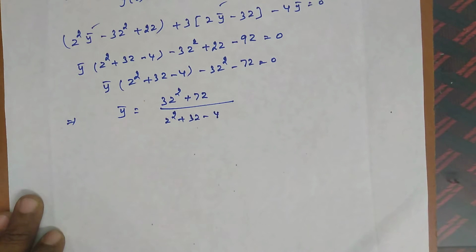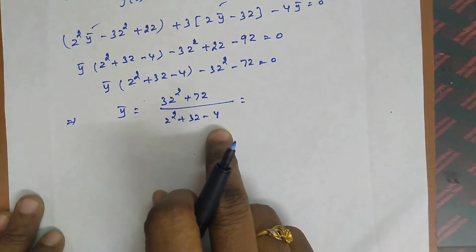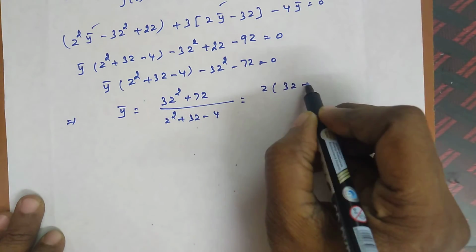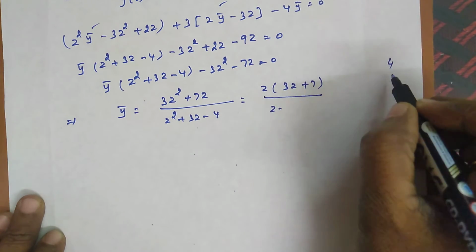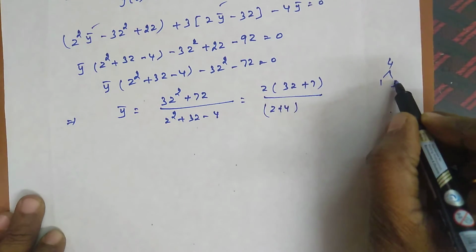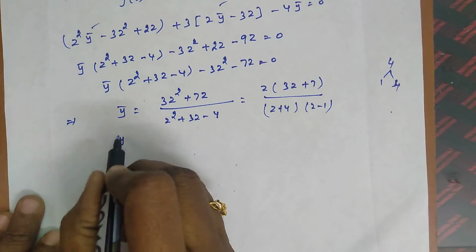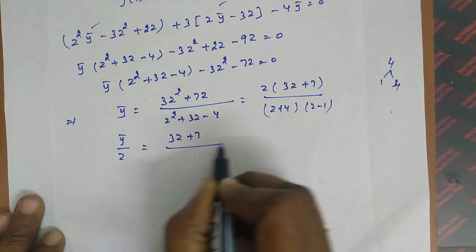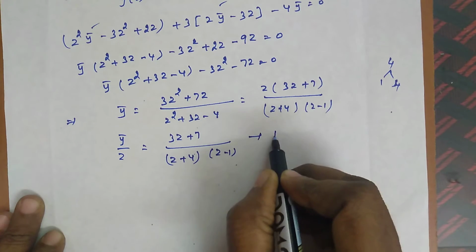So after this we are going to use partial fraction method. Before going to do the partial fraction, degree of numerator and degree of denominator both are 2. So we can make that z into 3z plus 7, divided by this one which we can factorize as z plus 4 into z minus 1. So now we can bring the z into the denominator. So y bar by z equal to 3z plus 7 divided by z plus 4 into z minus 1. We can call this equation 1.